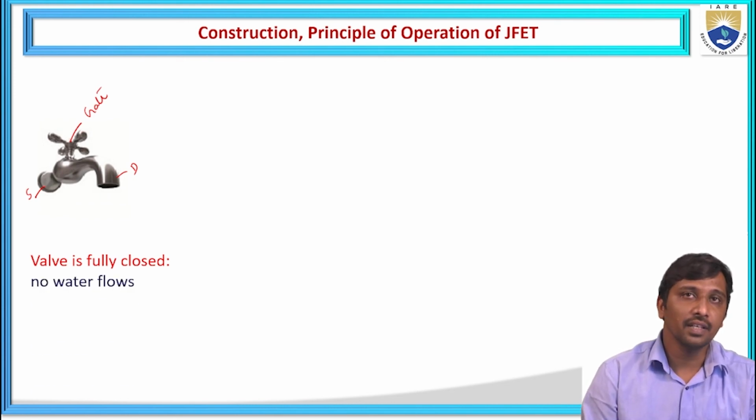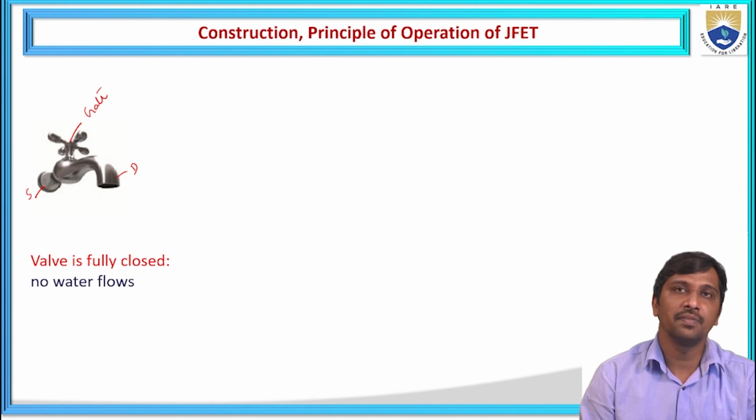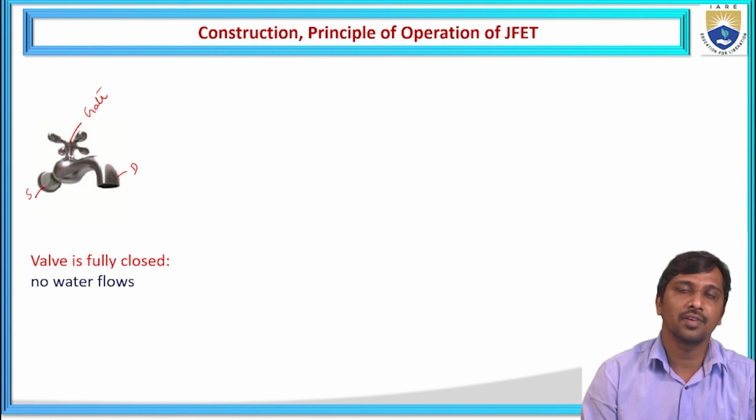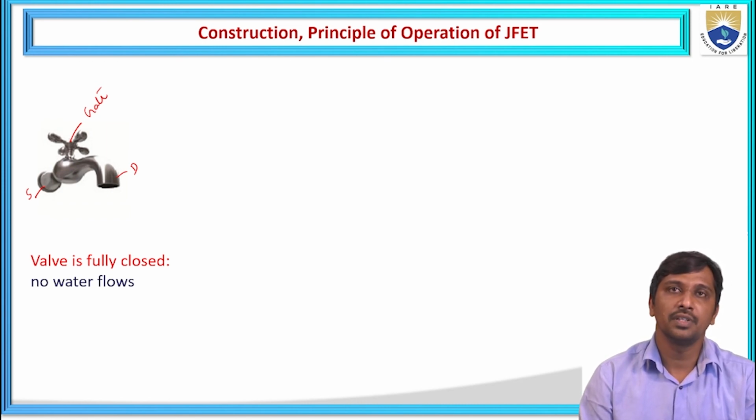Even though we are applying the biasing voltage between the source and the drain, if a very large reverse voltage is applied across the gate terminal, what happens? It increases the depletion width between the two regions. Hence, at very large reverse voltage, it completely occupies the channel. If the channel is completely occupied, there is no path for the charge carriers to reach from the source to drain. Hence, the drain current is 0.